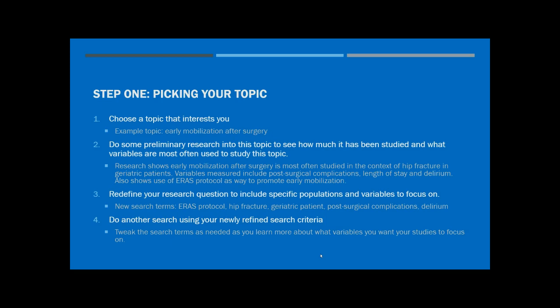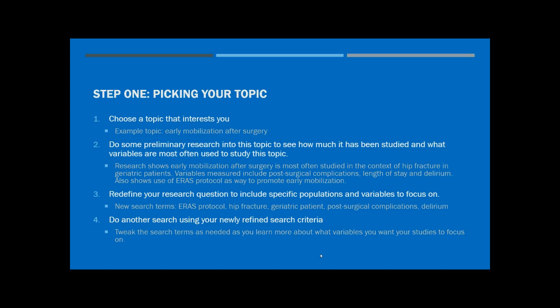And if I were to actually do that, I would probably see a lot of studies that talk about hip fracture or joint surgery, geriatric patients, and how early mobilization decreases length of stay or reduces delirium. And so that gives me an idea of the variables that they are measuring in terms of early mobilization after surgery.